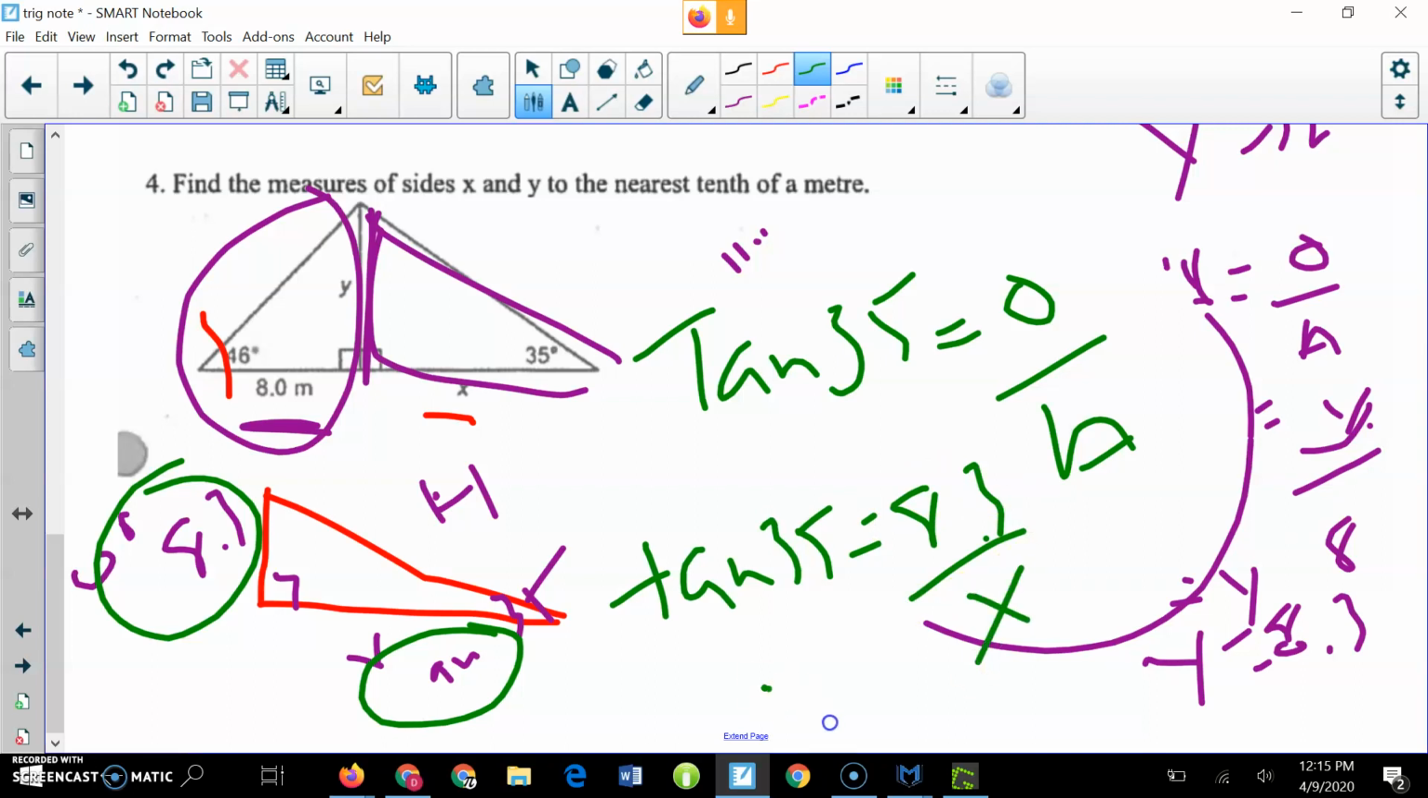Now x is on the bottom, so you're going to swap those: x equals 8.3 over tan 35. Throw that in a calculator. 8.3 divided by tan 35. Excuse my disgusting writing. 8.3 divided by 35 tan equals 11.9.